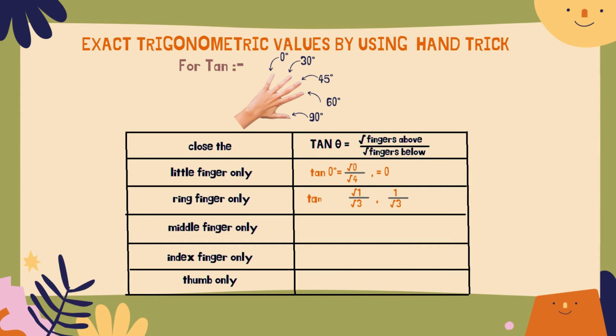Tan 30 equals square root of 1 over square root of 3, which is 1 over square root of 3. Tan 45 equals square root of 2 over square root of 2, which is 1. Tan 60 equals square root of 3 over square root of 1, which is square root of 3. Tan 90 equals square root of 4 over square root of 0, which is undefined.